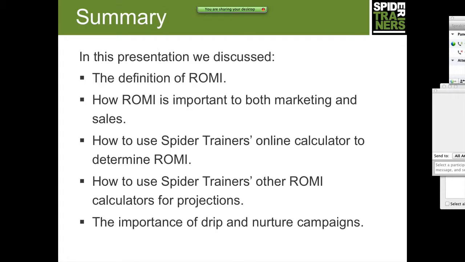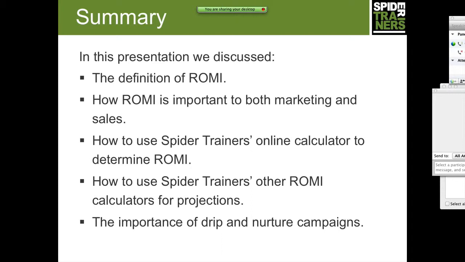So in this presentation, just using a little bit of your time, we defined ROMI and how you can use it and how it's important to both your marketing and your sales departments. We showed you how you can use either our online calculator or the calculators that we made in Excel. They're all completely free in order to measure your ROMI and understand how changes that you make to your campaign can affect your ROMI. You can also use the other calculators for projections.